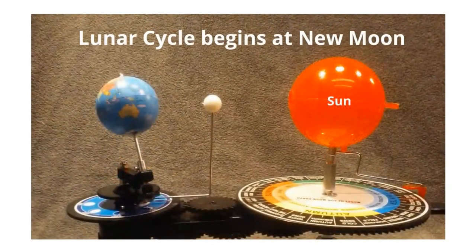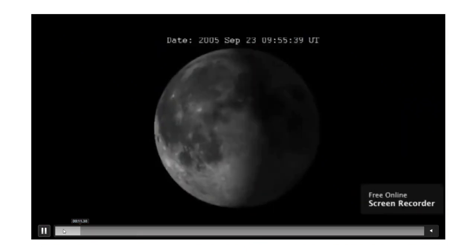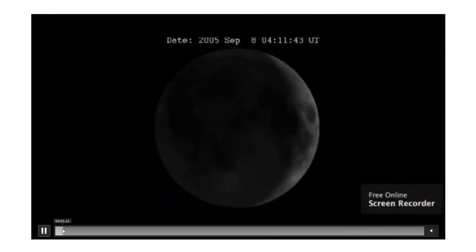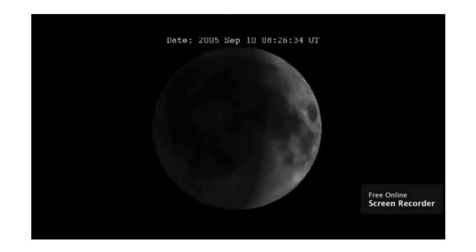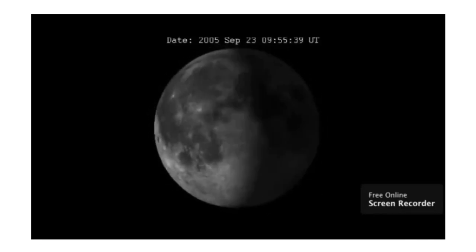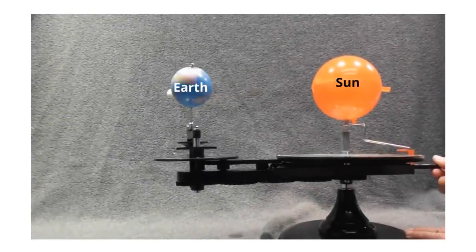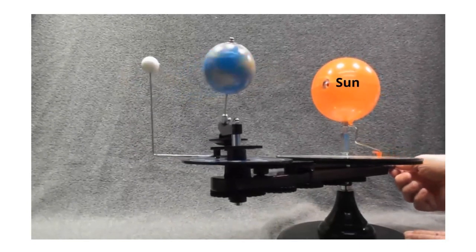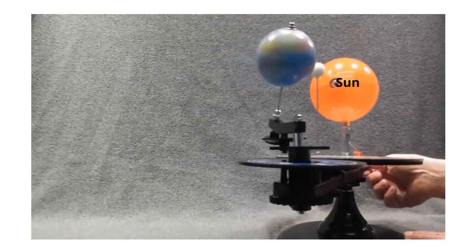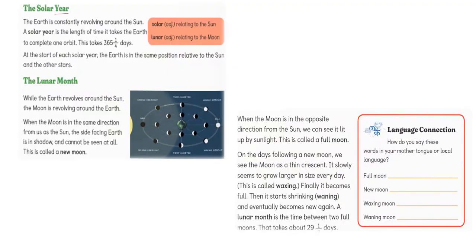Earth rotates on its own axis while revolving around the Sun. Let us see once again from the beginning. Yes, see, Earth is rotating on its axis. That is called rotation. Moon is revolving round the Earth and Earth is revolving round the Sun. Is it clear? Okay.